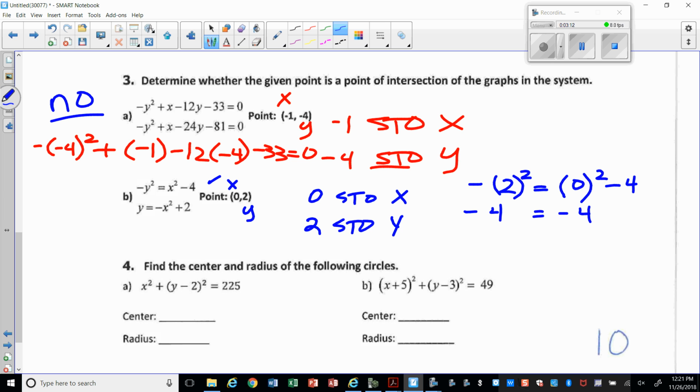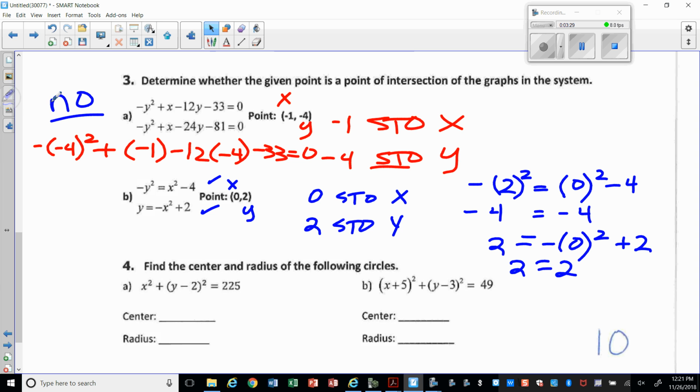And then here I've got to check the other equation. It has to make that true too. So that would be 2 equals -0 squared plus 2. And so I get 2 equals 2. All right, and so that checks out. So that would be yes.